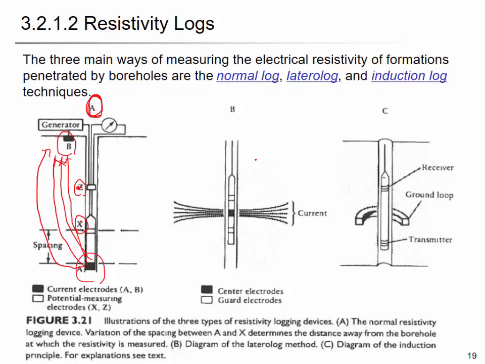Here you measure the potential difference between X and Z. So the electrical resistivity that you're measuring represents the formation between this X and Z location, right? So this is just generating the current, and you're measuring the potential difference between these two locations.